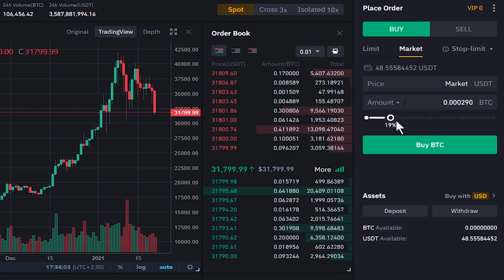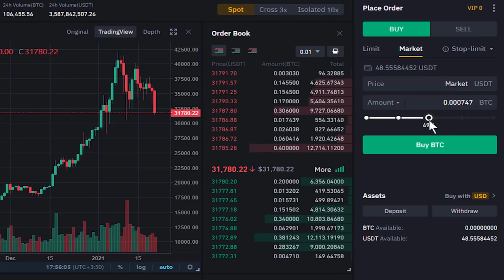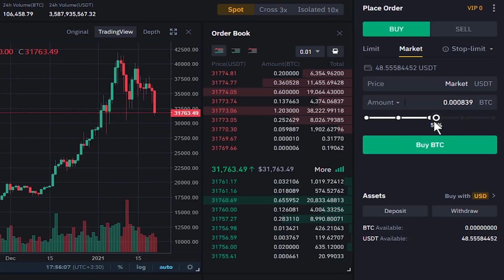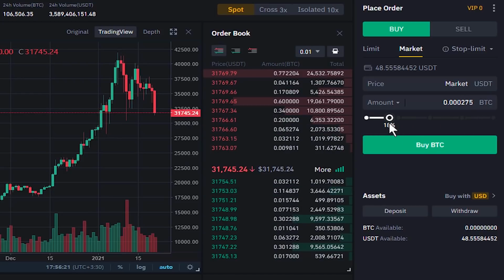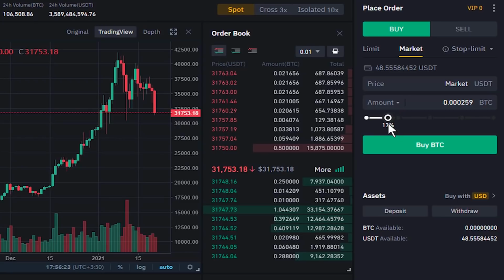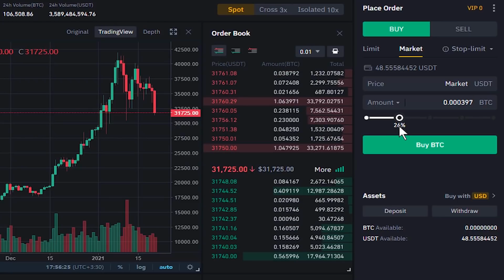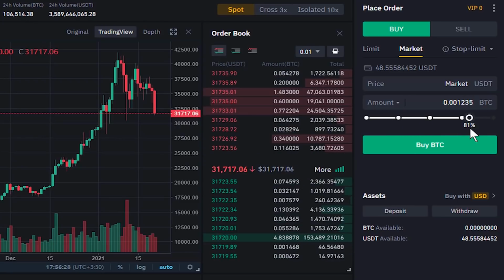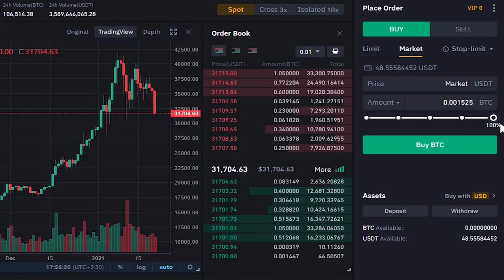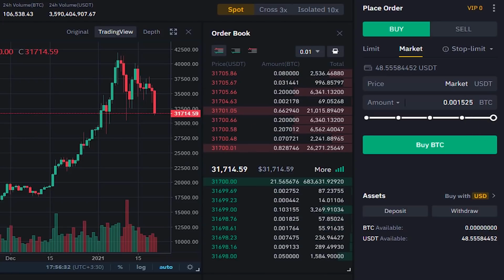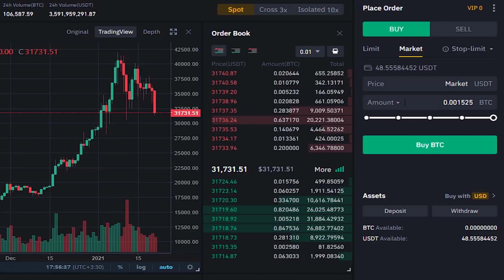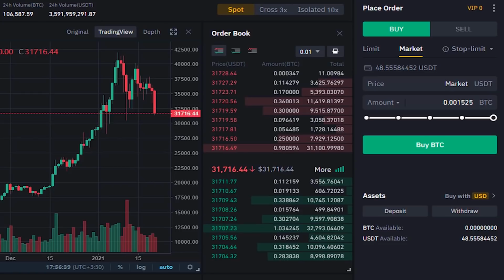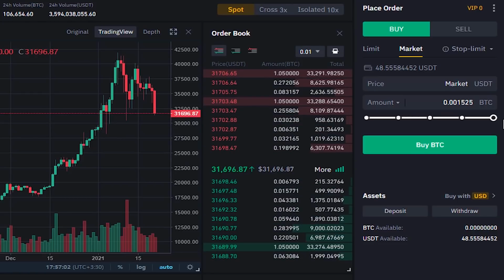0.0015. Here we also have a slider that helps us set the amount easily by dragging, as you can see. With this slider, you can set the amount as a percentage of your available Tether, for example 25% or 50%, 80%, or you can set it to the maximum 100%, and you will buy Bitcoin at the current price of the market with all your available Tether, which gives you something like 0.001 BTC.